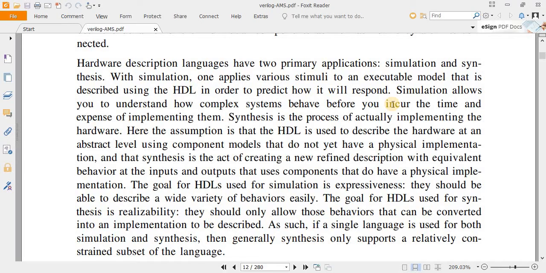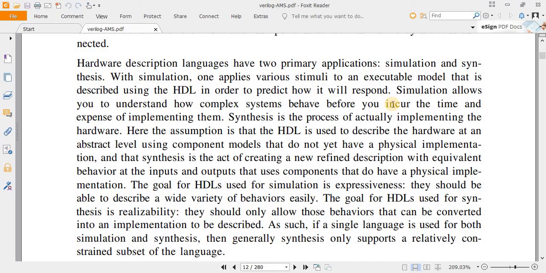Synthesis is the process of actually implementing the hardware. Here the assumption is that the HDL is used to describe the hardware at an abstract level using component models that do not yet have a physical implementation, and that synthesis is the act of creating a new refined description with equivalent behavior at the inputs and outputs that uses components that do have a physical implementation.